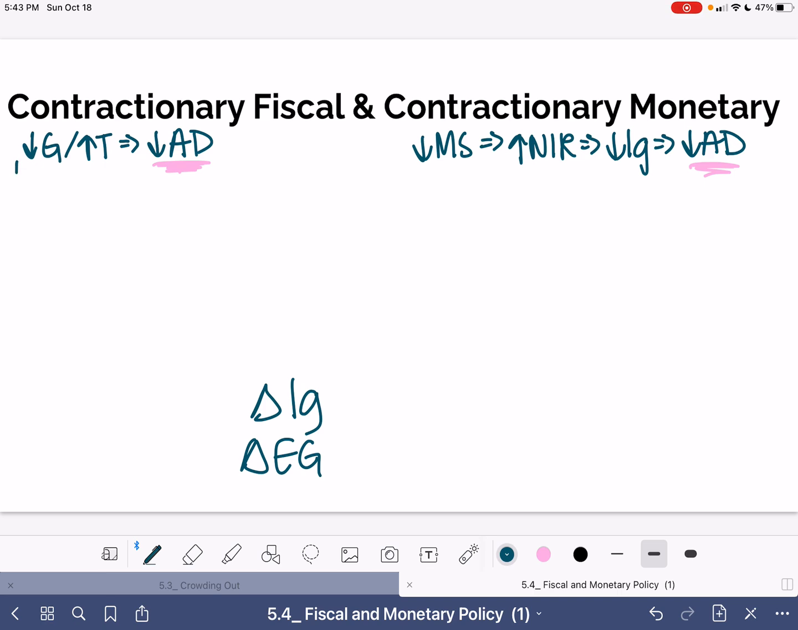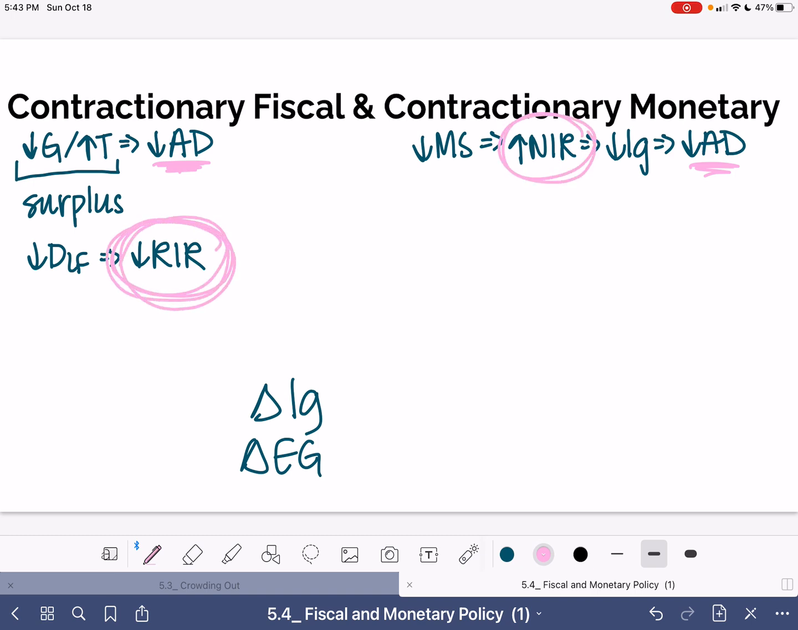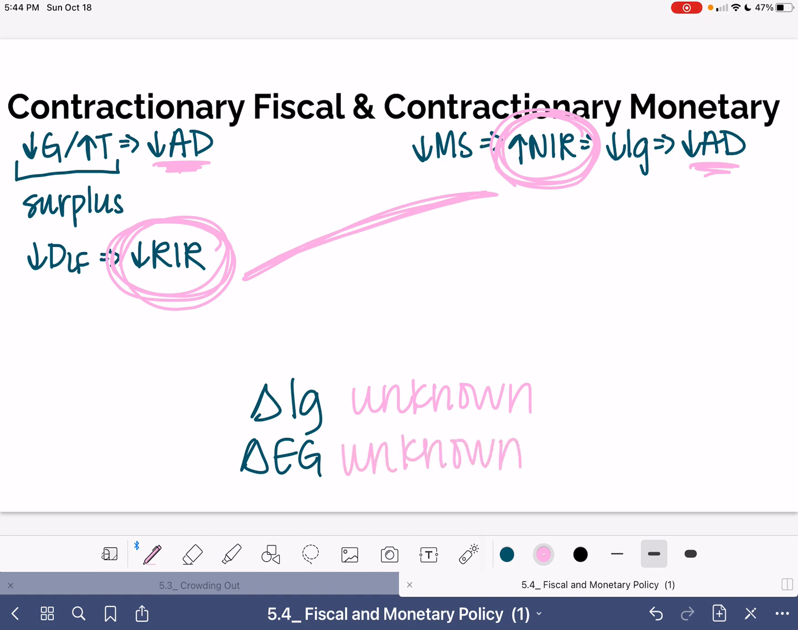So contractionary fiscal is actually going to be surplus for decreasing spending but increasing taxes. That's surplus. We don't need to borrow, so we're going to be decreasing the demand of loanable funds, which will decrease the real interest rate. So we have a decrease in the real interest rate but an increase in the nominal interest rate. Well, they're going in different directions, so a change in investment spending is unknown. So what's going to happen to economic growth? It is unknown as well.